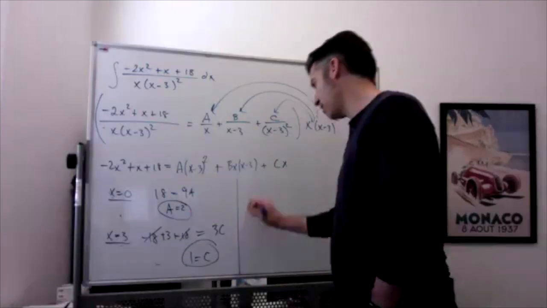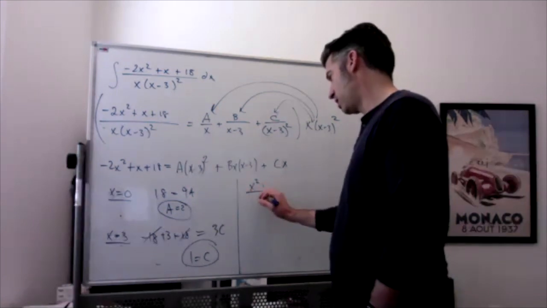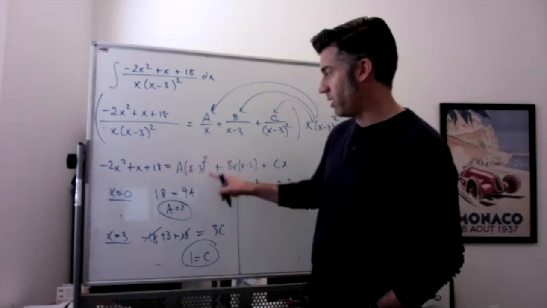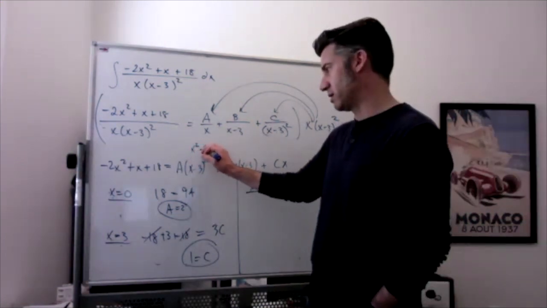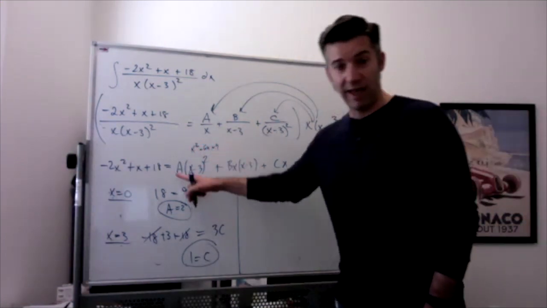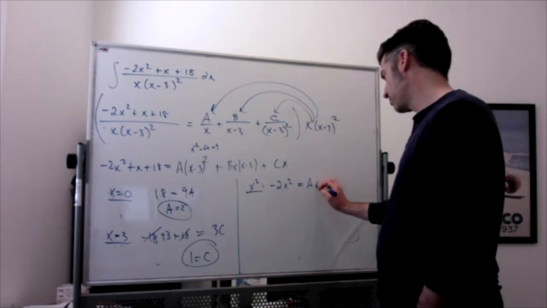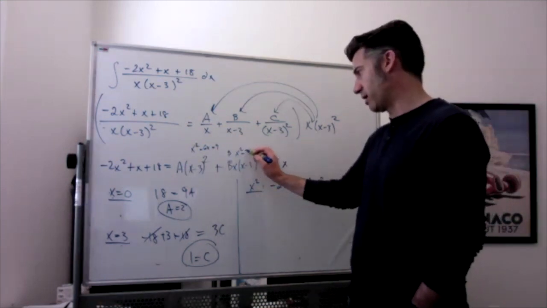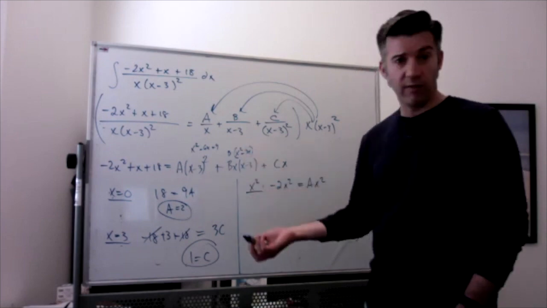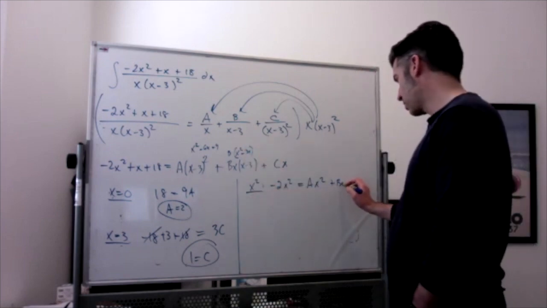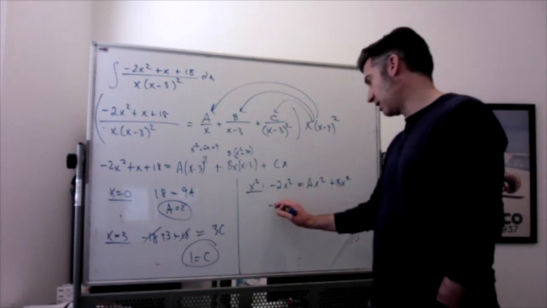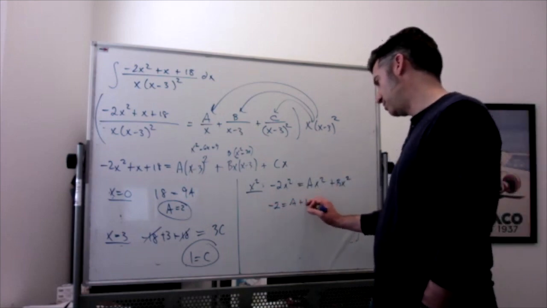On the left side, I have a negative 2x squared. On the right side, if you multiply this out, this would be x squared minus 6x plus 9. So you would have an a times x squared. And this would be b times x squared minus 3x. So you would have a b times x squared. But you would not have a c times x squared. So that means negative 2 equals a plus b.